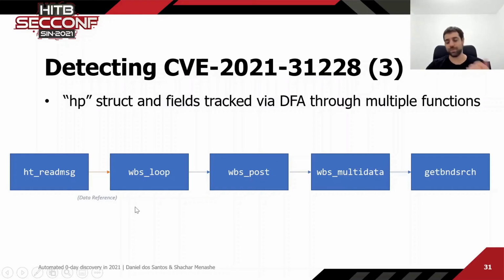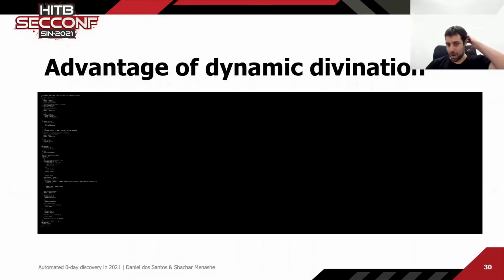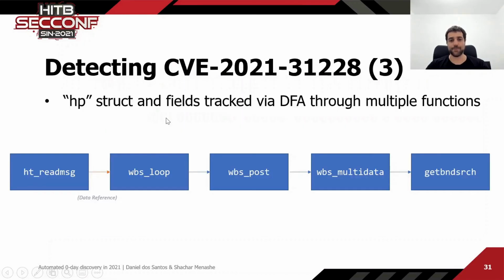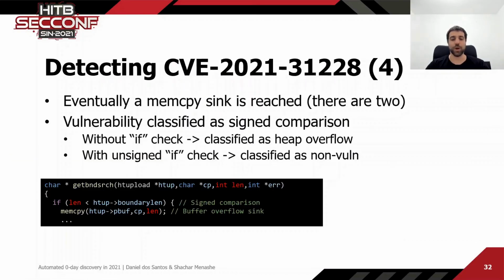Okay, so now that we have everything together, basically, like I showed before, the data flow analysis reached the get bounded search function, and the second argument is tainted by that initial source argument that's coming from A2L. And this vulnerability was classified as a signed comparison. Why? Because as part of the data flow, we went through this if line. And of course, we know whether it's a signed or unsigned comparison. There's actually a different P code for each one, for signed and unsigned, so that's easy.